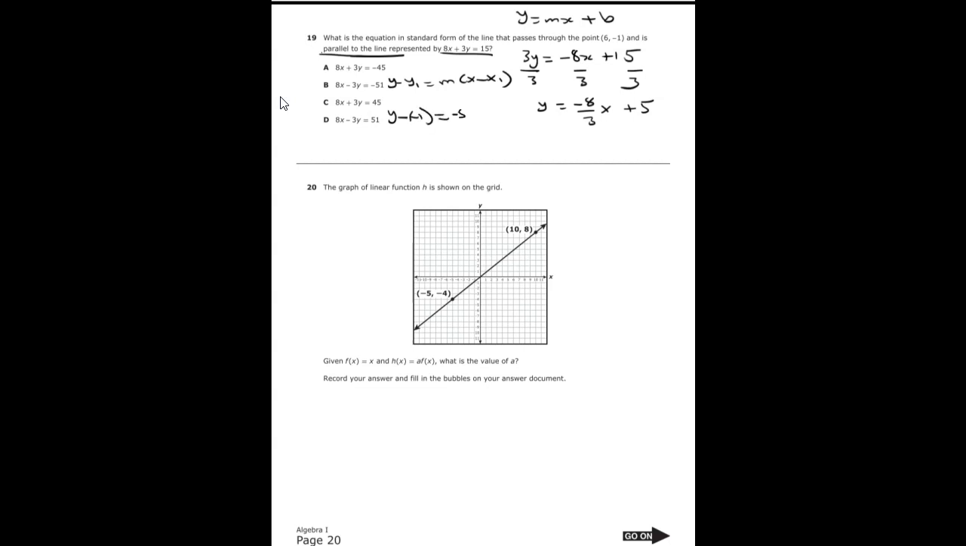Slope is negative 8 over 3, and then we have x minus, and we have 6 right here. So let's go ahead and simplify. So we have y plus 1 equal to negative 8 over 3x plus, we multiply negative 8 over 3 and negative 6. We should get a 16 there. So we have y equal to negative 8 over 3x plus 15.